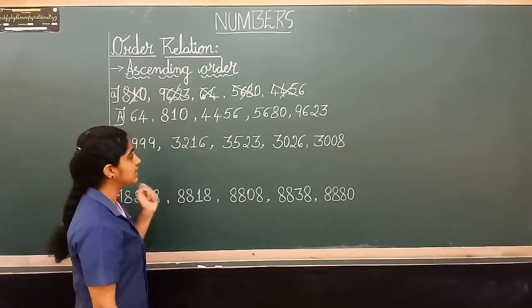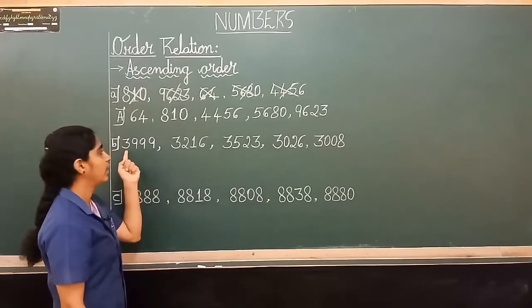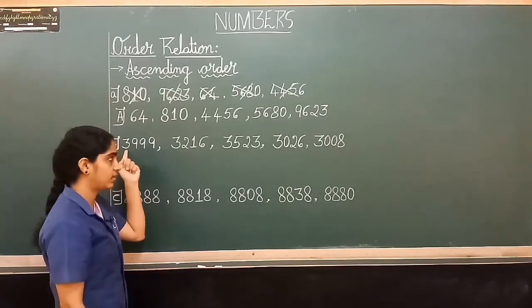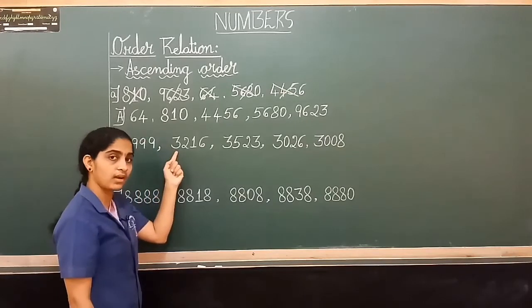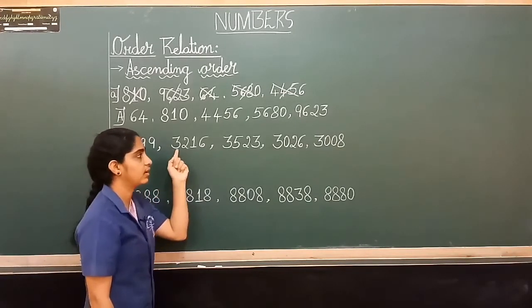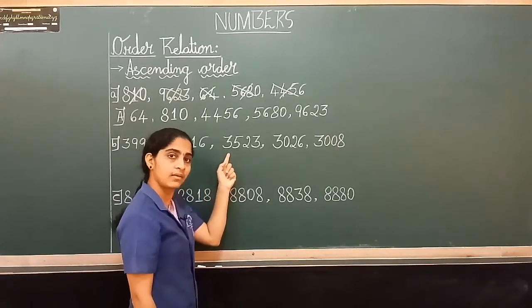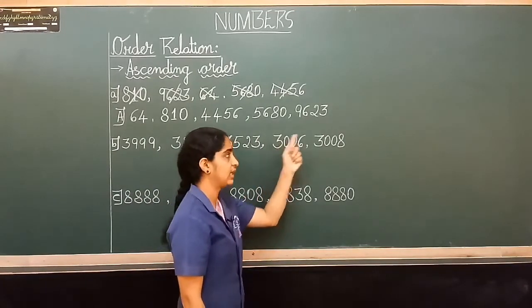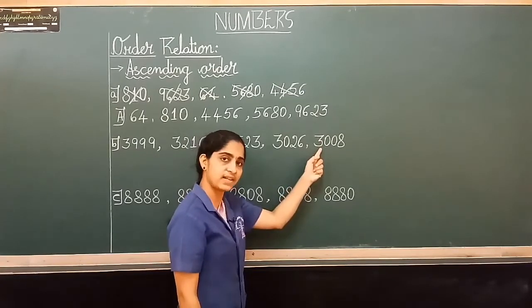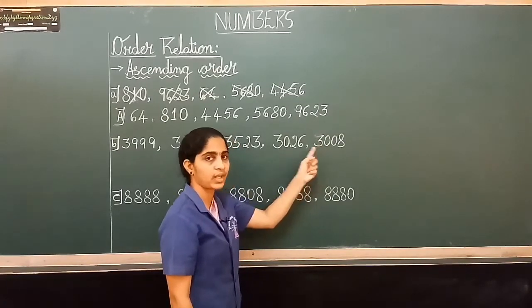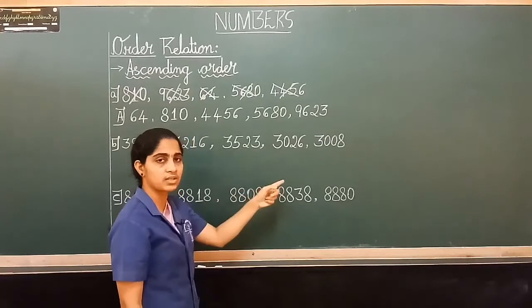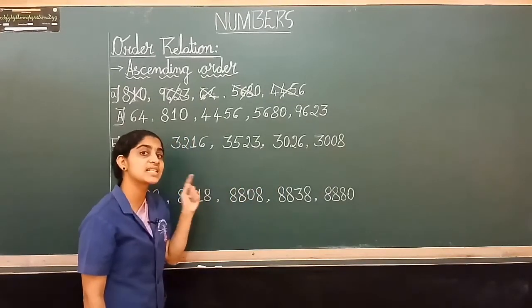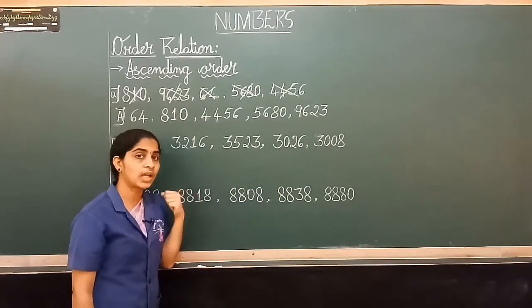If you see the first digit of each number, here we have 3. Next number, again we have 3. In the next number, we have 3. Here also 3. In the last number, the first digit is 3. In all these numbers, the first digit is same. Now what can we do?